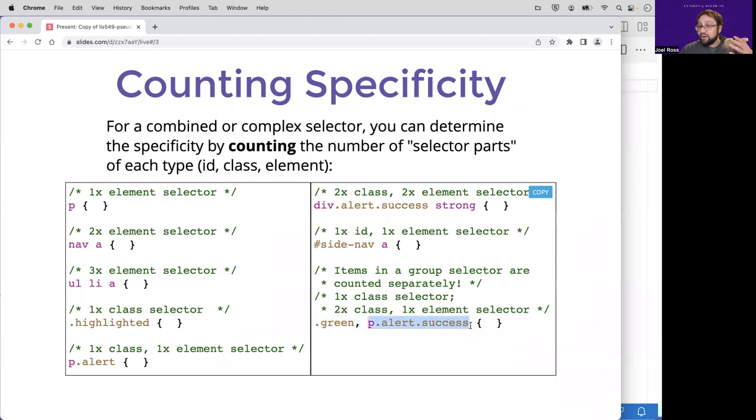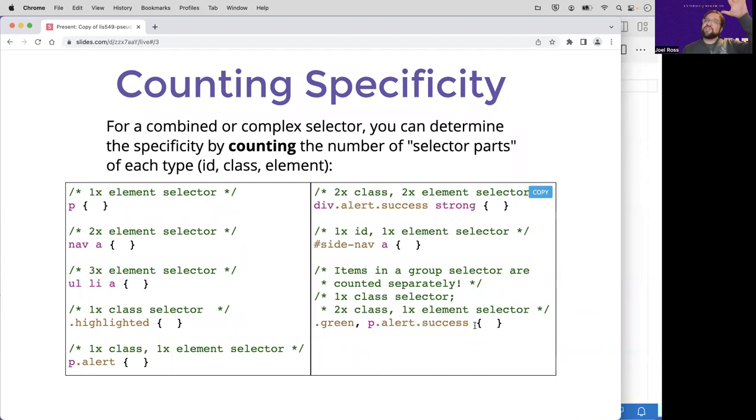This thing here is a different selector that happens to be written in the same rule because we've grouped them together to save myself space. That's just a shortcut. This is considered a different selector, so it has a specificity of 1 element and 2 classes. We don't look at the entire group and say, oh, there are 3 classes and 1 element in here. No, we count them differently. These are considered separate for determining the specificity, so this thing could be less specific and this thing could be more specific, and that's okay. That's how that works.